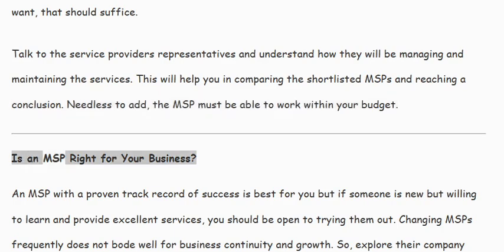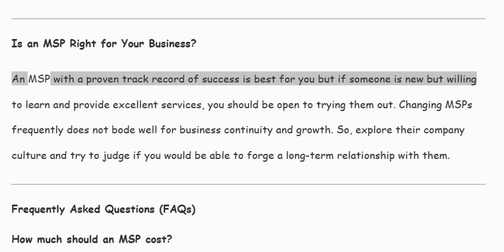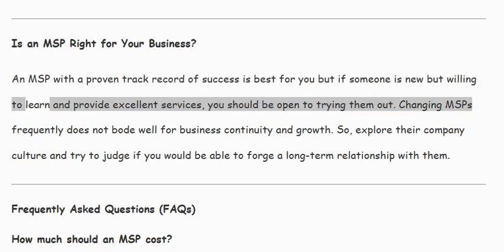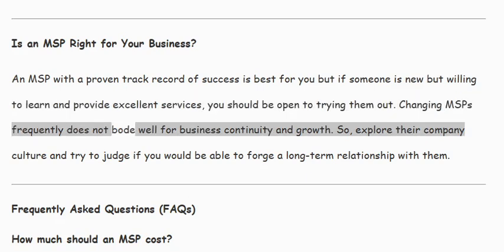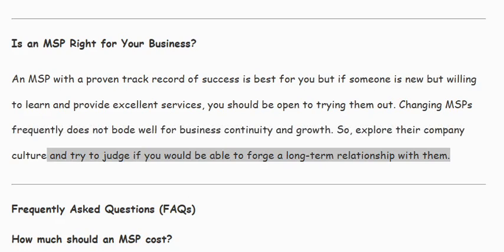Is an MSP right for your business? An MSP with a proven track record of success is best for you, but if someone is new but willing to learn and provide excellent services, you should be open to trying them out. Changing MSPs frequently does not bode well for business continuity and growth. So, explore their company culture and try to judge if you would be able to forge a long-term relationship with them.